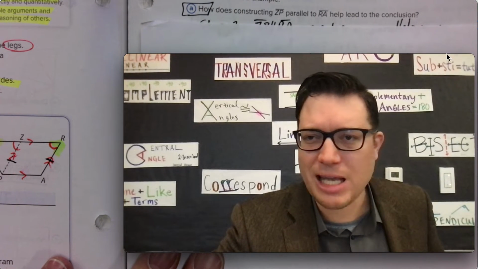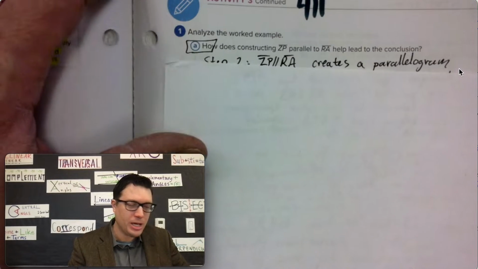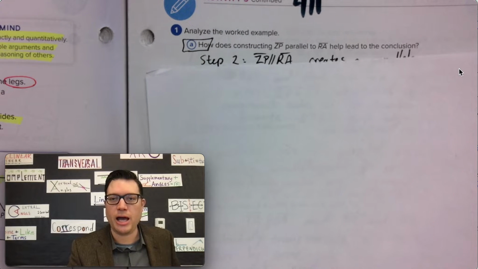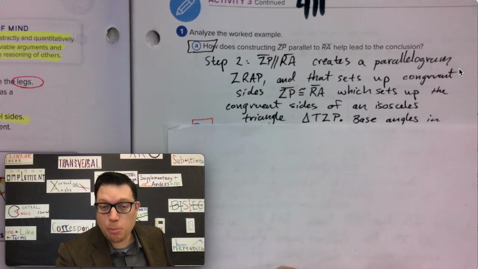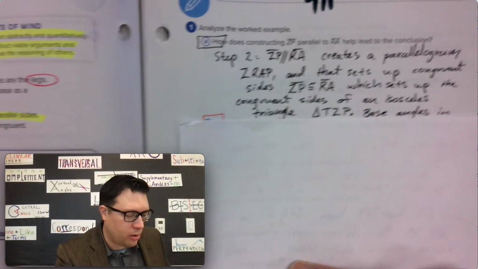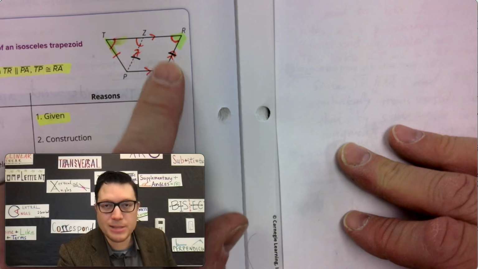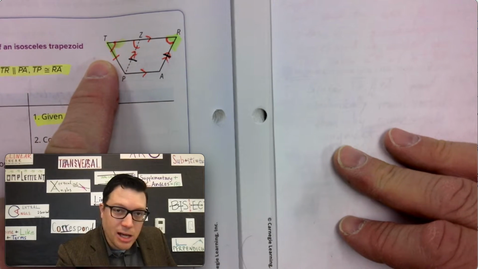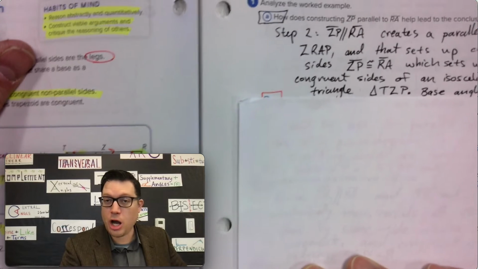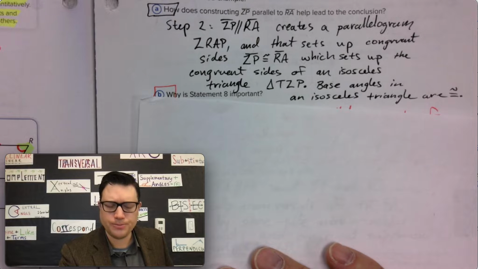They're asking us in this question, what is the significance of constructing ZP parallel to RA in leading towards a conclusion? Let me go ahead and pop over to the question for a second. So pause here and write, but go ahead and look at what I'm looking at over here. By creating Z so that this line is parallel, this parallelogram sets up the fact that the sides are congruent, and that means this side and this side are congruent. So you create an isosceles triangle, and in an isosceles triangle, base angles are congruent.